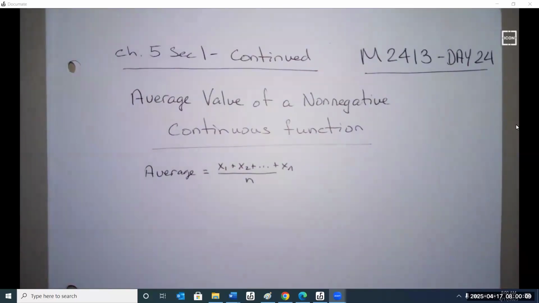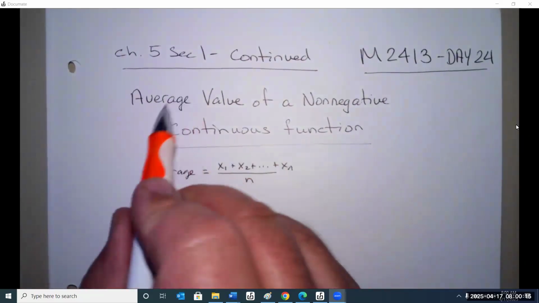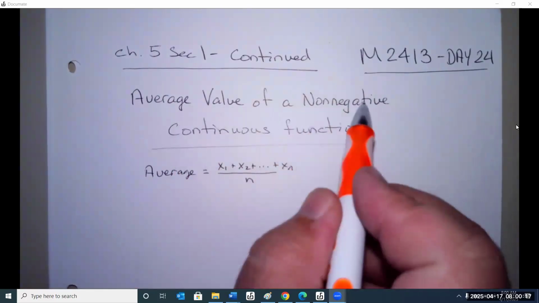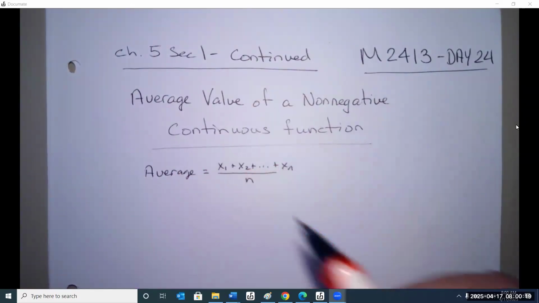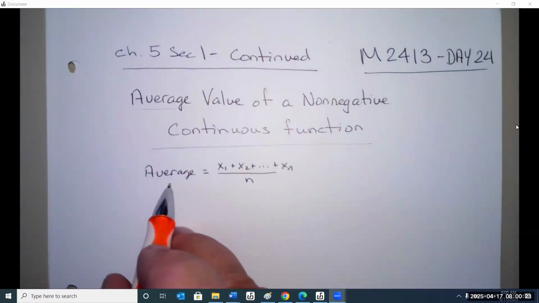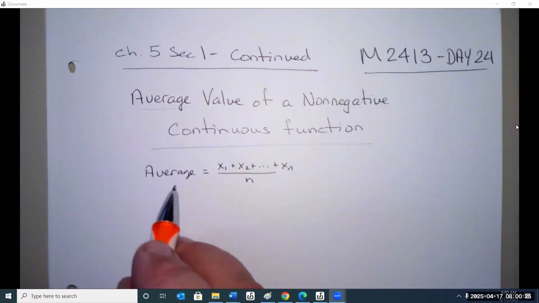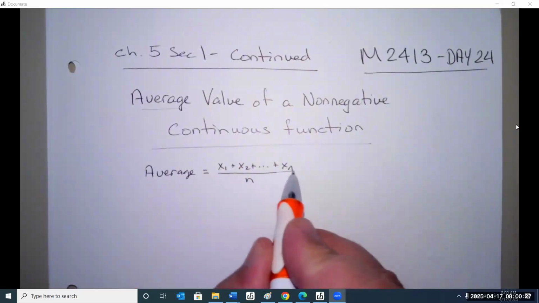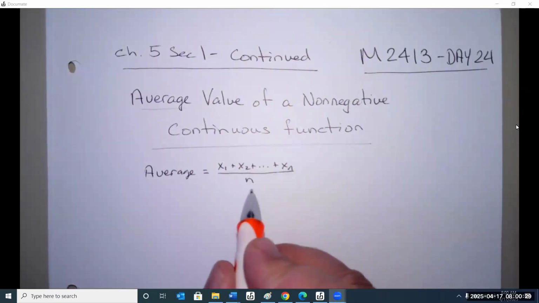Good morning, everybody. Let's finish up section 1 of chapter 5. This is where we left off, discussing average values of non-negative continuous functions. Okay, let's first remember what average means. Average simply means add up the items and divide by how many you have.